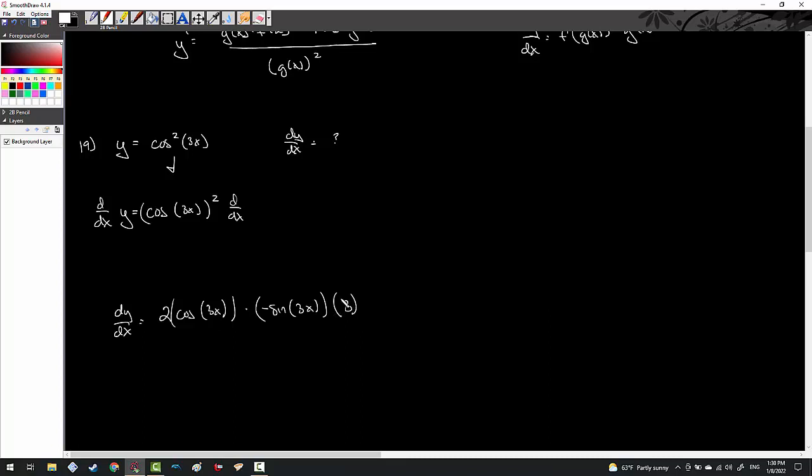Now, if this was a free response question, this would probably be as far as I'd want you to go. However, if I wanted to simplify this thing, I would multiply the 2 and the 3 to get 6. That would be negative 6 cos 3x sine 3x. And I believe that is as far as I would expect you guys to go with that problem.